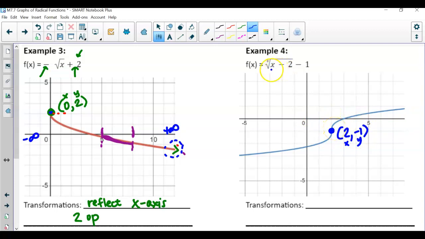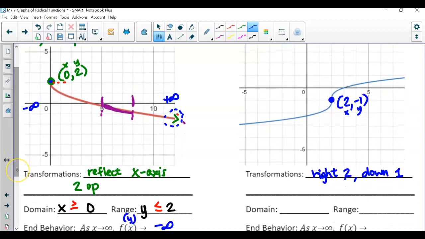Well, notice how this is inside the graph and inside is opposite. So we're going right 2 and then notice -1, so down 1. So that does match our transformation here from the equation. Now let's continue on with domain and range.